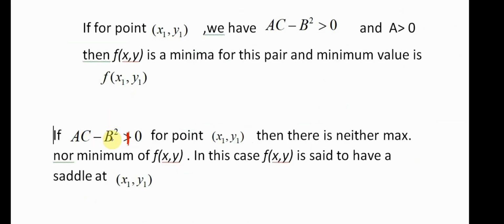If ac minus b square is neither less than 0 nor greater than 0 for the point x1, y1, then there exists neither a maximum nor a minimum of f of x, y. In this case, f of x, y is said to have a saddle point at x1, y1. So sometimes in the exam you may get ac minus b square less than 0, or ac minus b square equal to 0. In such cases we say it is a saddle point, neither maximum nor minimum. So like this we have to remember the steps.